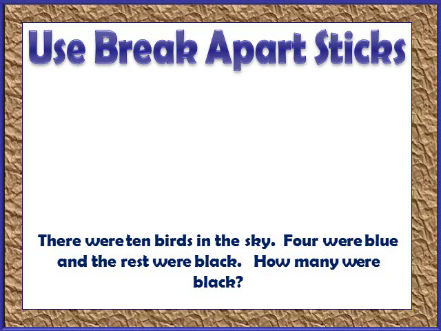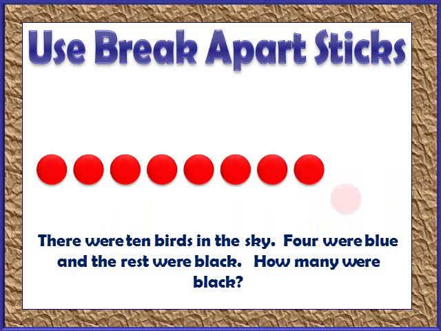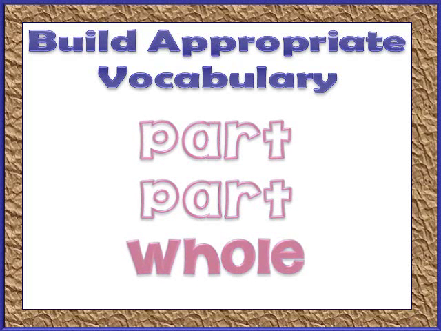This problem says there were 10 birds in the sky, 4 were blue, and the rest were black. So how many birds were black? Well, let's see. There were 10 birds in the sky. We'll use some counters to represent that, and obviously this is a concrete tool. We're going to break apart the 4 that we know. So we know 4 were blue. Now we need to figure out the rest that were black, and the remaining part from our break-apart stick shows that there were 6 birds that were black.